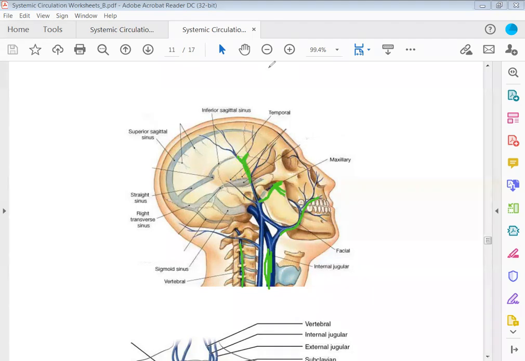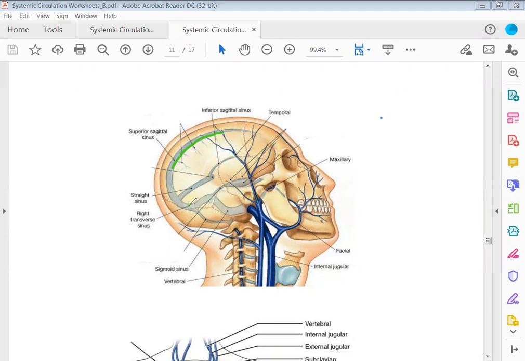Now we have some new ones we need to look at. Okay, the new ones, we're going to start from the top. We had this in our head flat. The top blue here is your superior sagittal sinus.